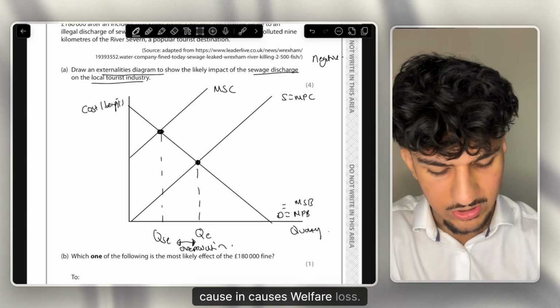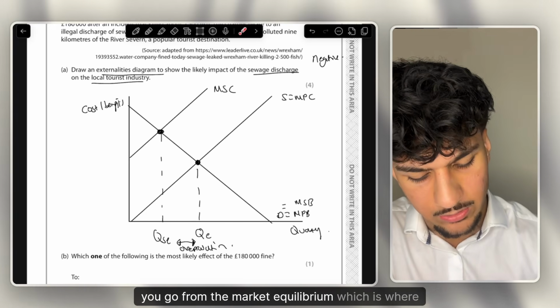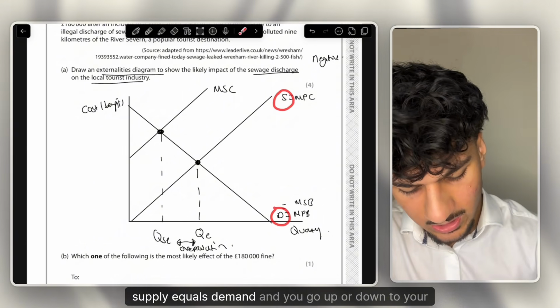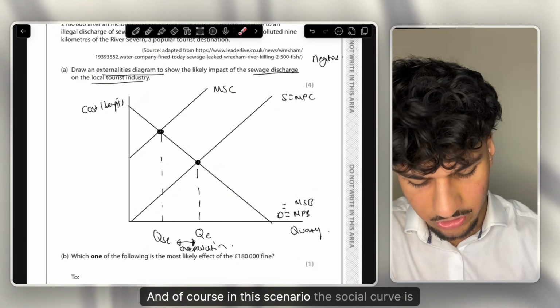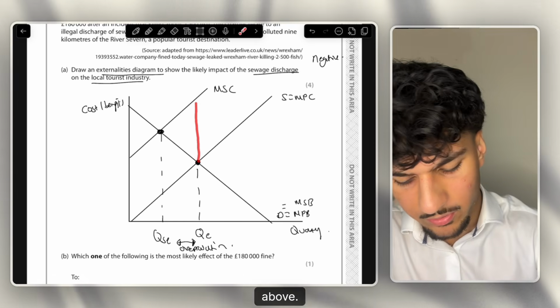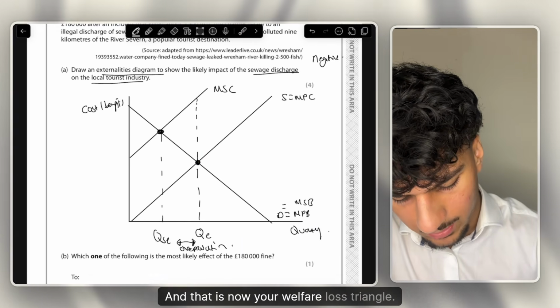It causes welfare loss. Now, my main rule for welfare loss, to make sure you never mess it up, is you go from the market equilibrium, which is where supply equals demand, and you go up or down to your social curve. And of course, in this scenario, the social curve is above, so you go from there just to there, and that is now your welfare loss triangle.